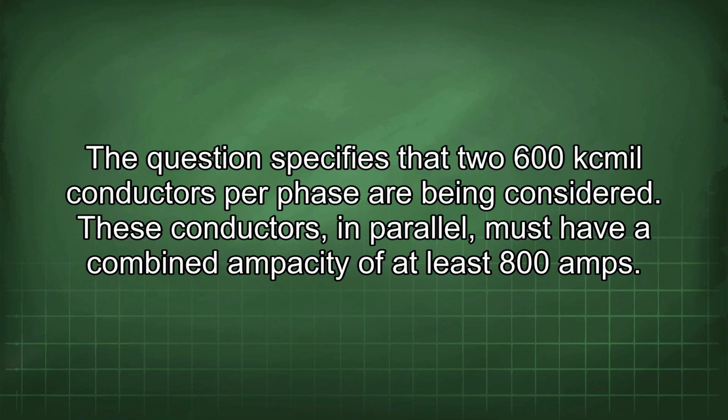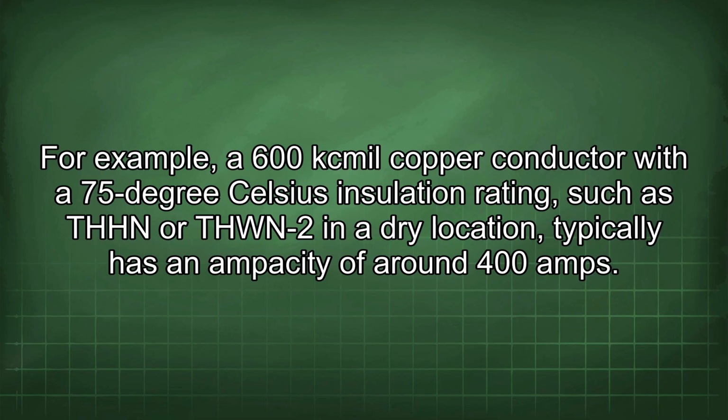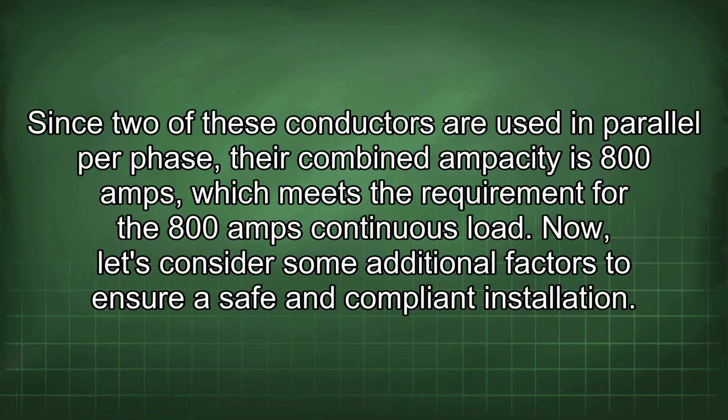The question specifies that two 600 kcmil conductors per phase are being considered. These conductors, in parallel, must have a combined ampacity of at least 800 amps. Consulting NEC Table 310.16, which provides ampacity ratings for insulated conductors rated up to 2000 volts, reveals the ampacity of 600 kcmil copper conductors based on insulation type and temperature rating. For example, a 600 kcmil copper conductor with a 75 degrees Celsius insulation rating, such as THHN or THWN-2 in a dry location, typically has an ampacity of around 400 amps. Since two of these conductors are used in parallel per phase, their combined ampacity is 800 amps, which meets the requirement for the 800 amps continuous load.